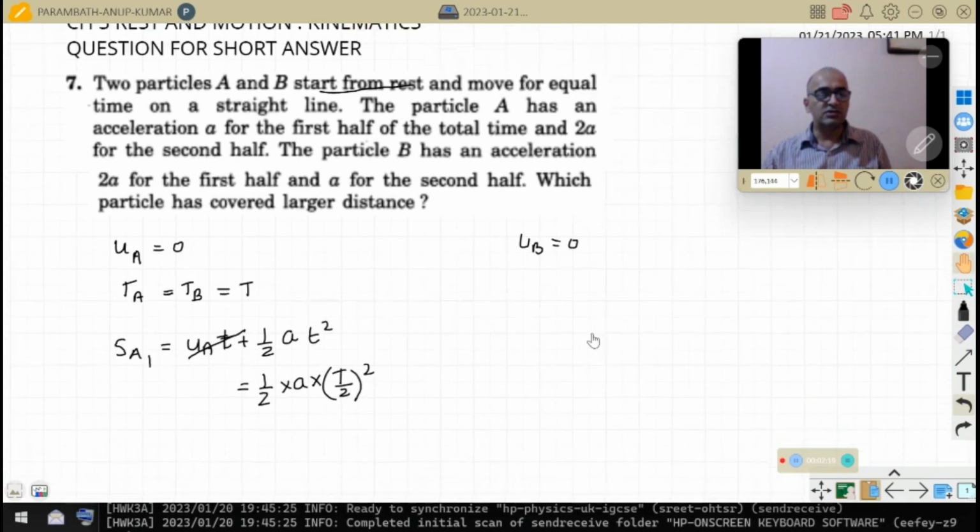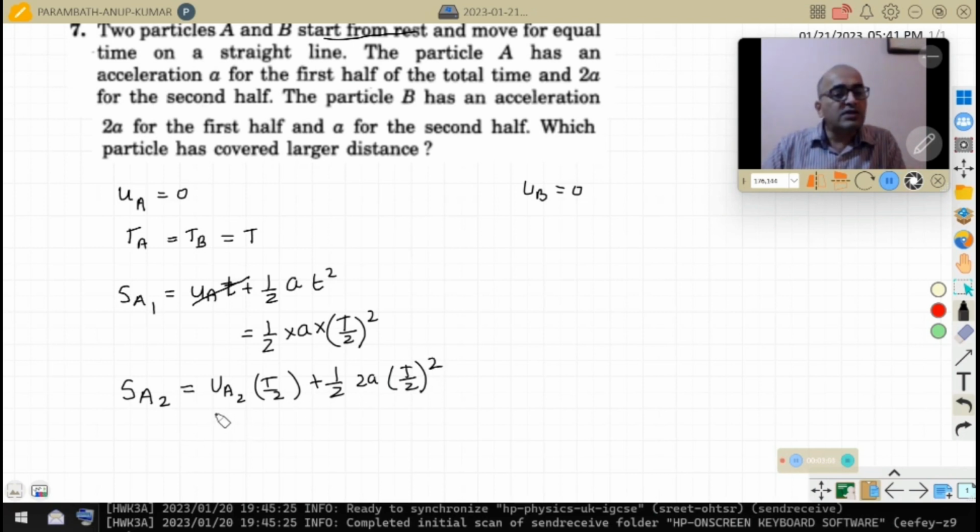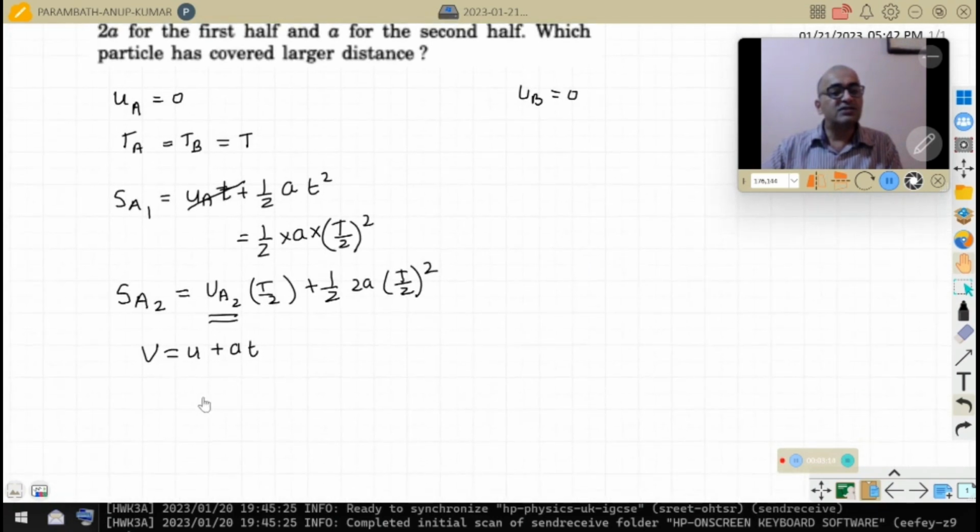After this, I have the displacement of A in the second half, but we must know that the particle has got an initial velocity at the beginning of the second half. So I'll write it as initial velocity of A during the second half into t by 2 plus half into 2a into (t by 2) whole squared. How to get this initial velocity during the second half? We have the equation v is equal to u plus at, and with that I can apply like this: UA2 is equal to 0 plus a into t by 2.